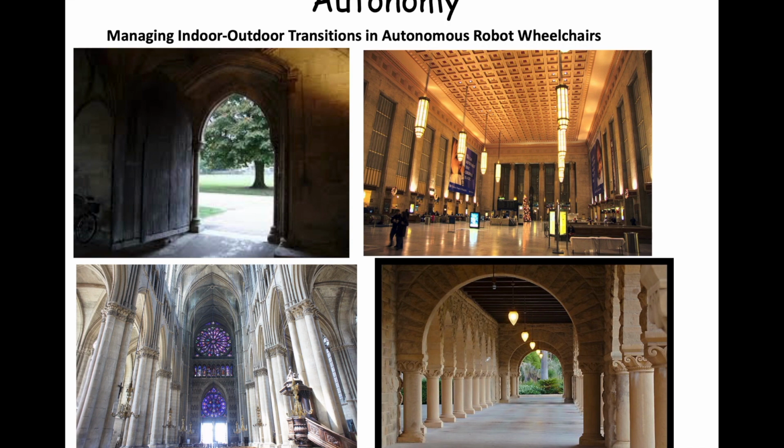Another application is managing indoor-outdoor transitions in autonomous robot wheelchairs. Now imagine you're going from indoor to outdoor. A robot wheelchair or autonomous wheelchair makes use of various sets of sensors when you're navigating in an indoor environment versus when you're in an outdoor environment.